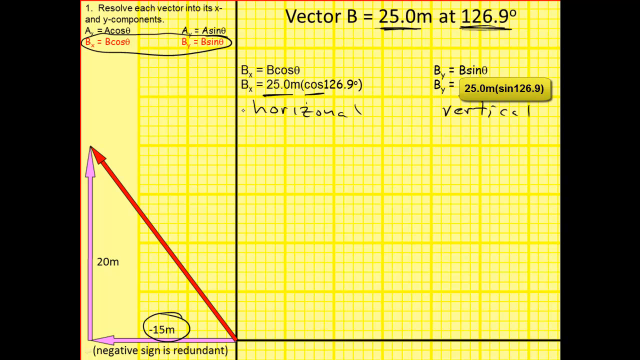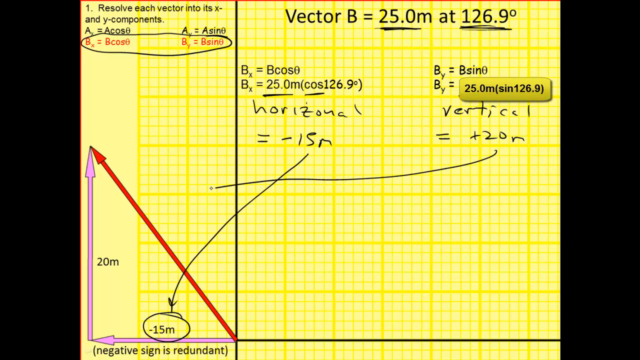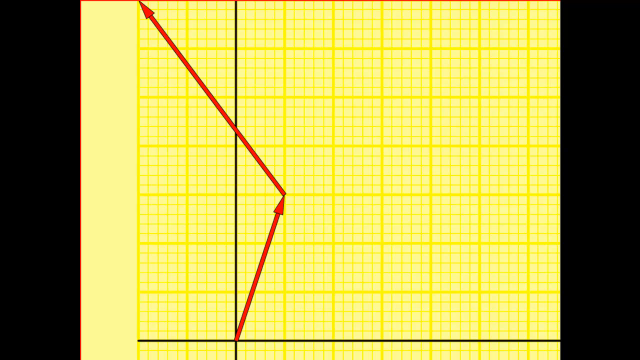So B sub x ends up being negative 15 meters, and that's that portion right there. B sub y ends up being positive 20 meters, and that ends up being right there. Notice that for both the A vector and the B vector, we're making right triangles. We said we were going to add the B and the A vector, always head to tail, just like that.